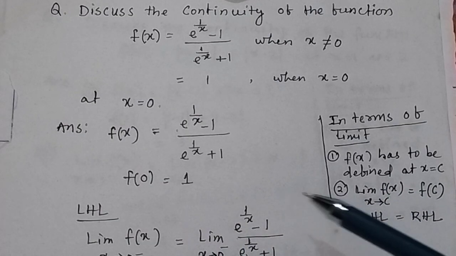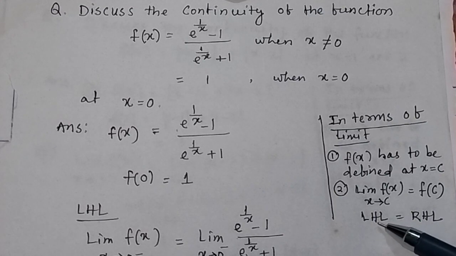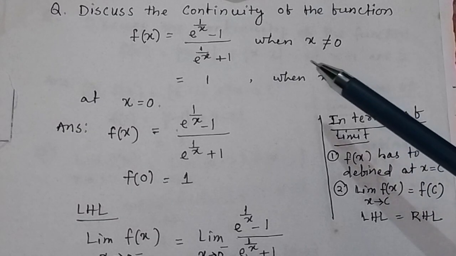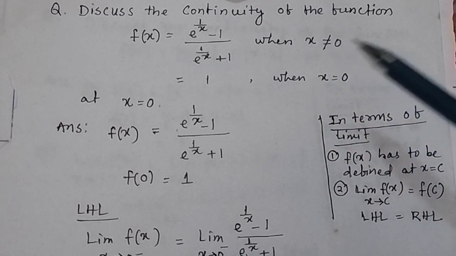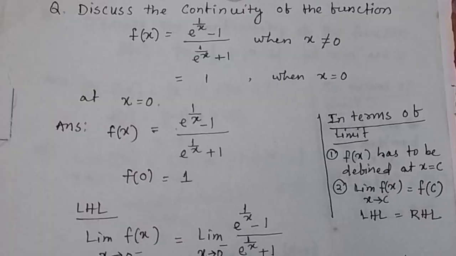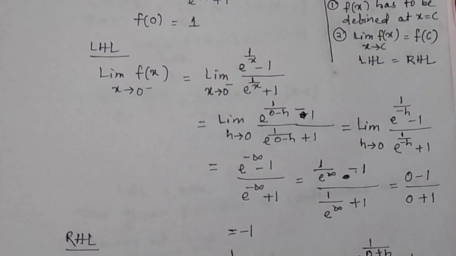Then what is the next step? The next step is we have to find out the left hand limit and the right hand limit, and if the left hand limit is equal to the right hand limit and that is equal to f(c), then we can say that the function is continuous at x equal to 0, otherwise it is discontinuous. So now let us check the left hand limit of the function. What will be the left hand limit?